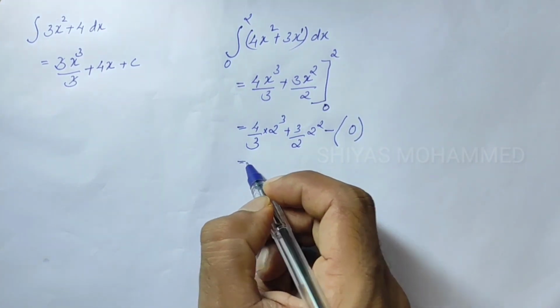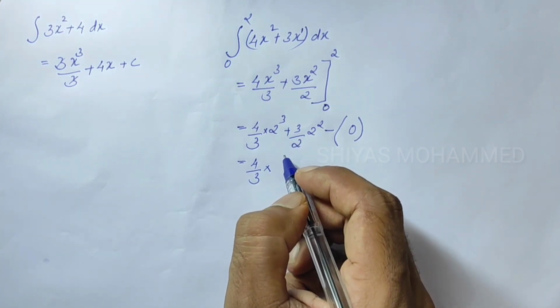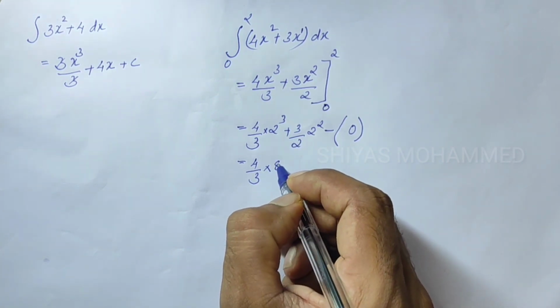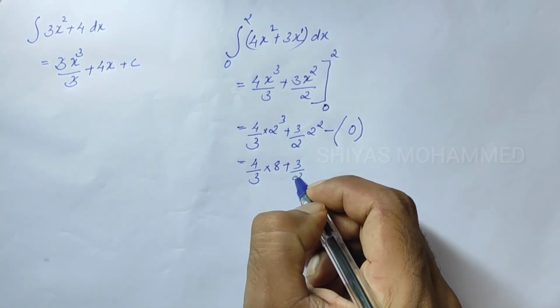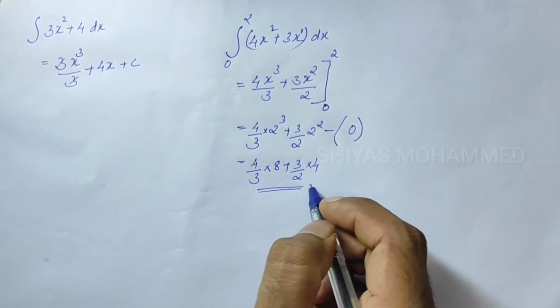So it becomes 0. So our final answer will be 4 by 3 into 2 cube, which means 2 into 2 into 2, so it will be 8, plus 3 by 2 into 4. Okay, if I simplify this one, I will get the answer.